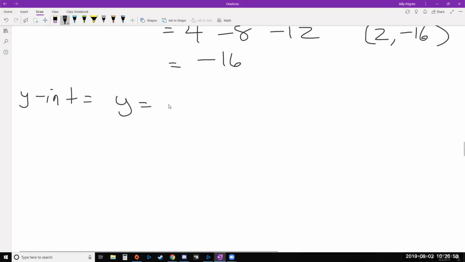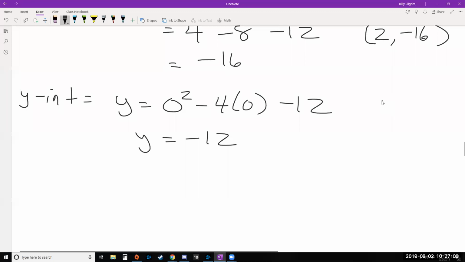So we get y equals, let's see, it was x squared minus 4x minus 12, I believe. Everything with an x goes away, and we get y equals negative 12. So the point we just found here, our y-intercept, is 0 for x, negative 12 for y.